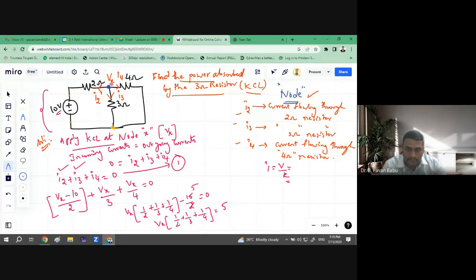So we need to find the equivalent of this. 1 by 2 is 0.5. So 1 by 3 is 0.3 and 1 by 4 is 0.25. Right. So let me sum this. So it is 1.08.